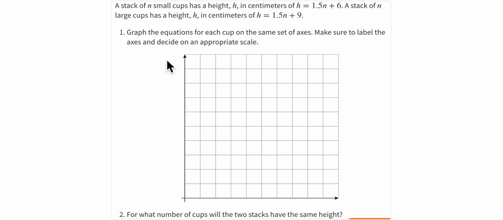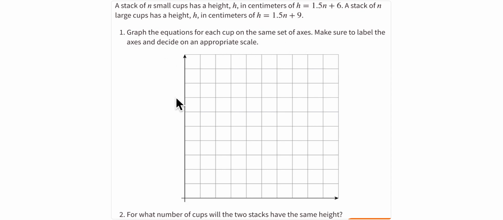So here's the activity. You're given a stack of n small cups that has a height h in centimeters of h equals 1.5 times n plus 6. And a stack of n large cups has a height h in centimeters of h equals 1.5, or 1 5/10, times n plus 9. It says graph the equations for each cup on the same set of axes.